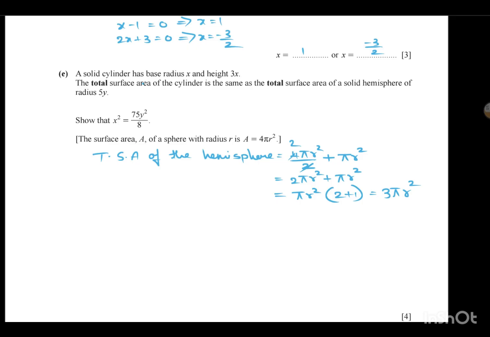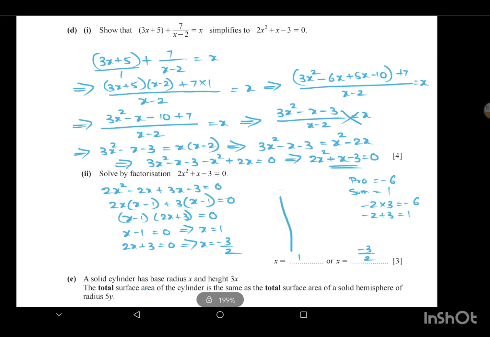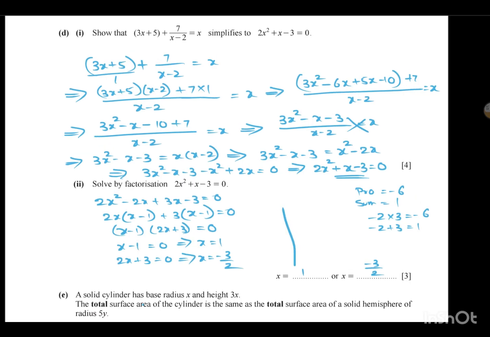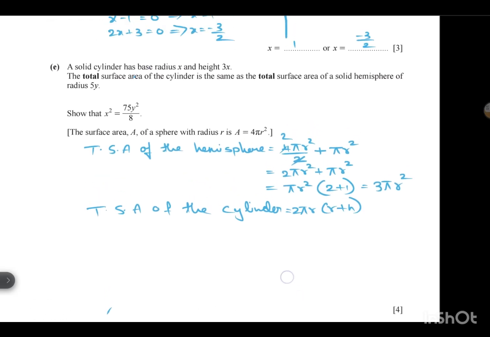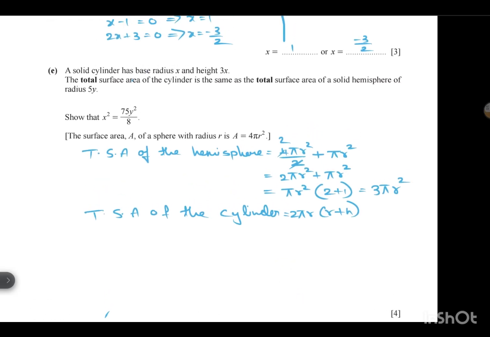Then the total surface area of the cylinder is 2 pi r into r plus h. Now use this formulae for finding and substitute the values given here.